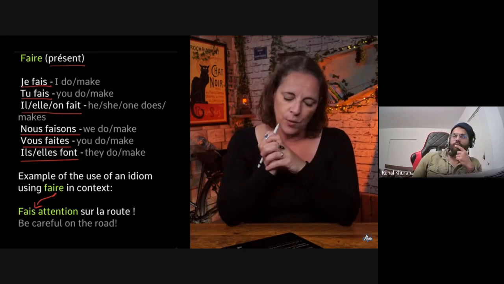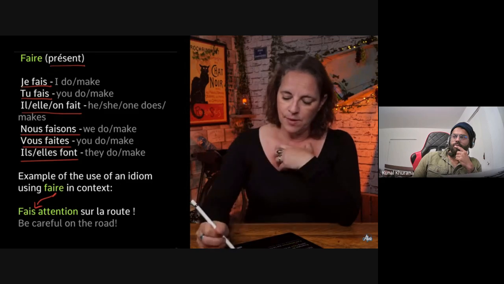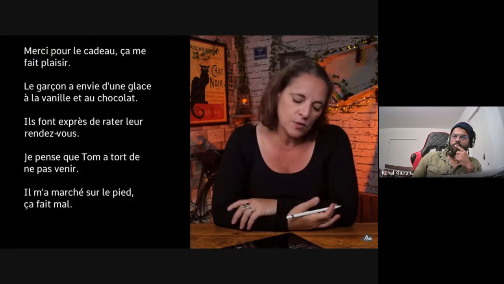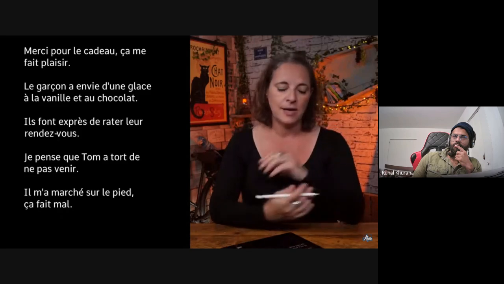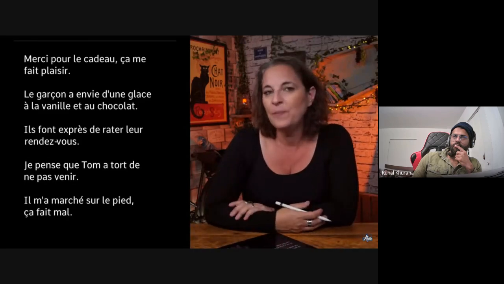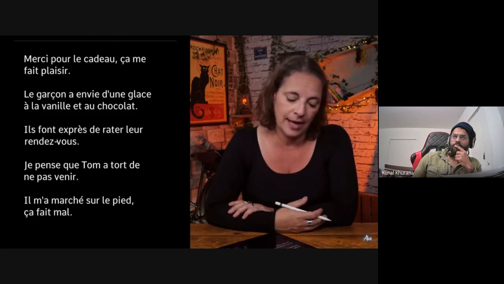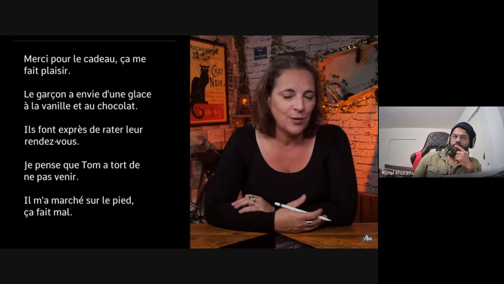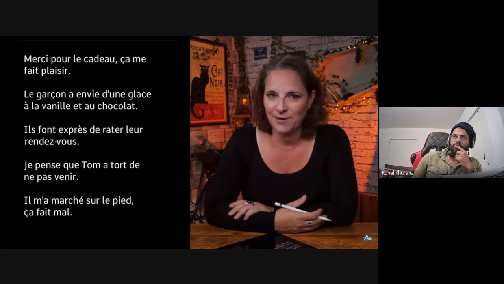Right, so we have done avoir and faire using idiom. What can you see here? I have 1, 2, 3, 4, 5 sentences. I would like you now to try to identify where the idiom is in each sentence. Let's have a look at the first one. Merci pour le cadeau, ça me fait plaisir.